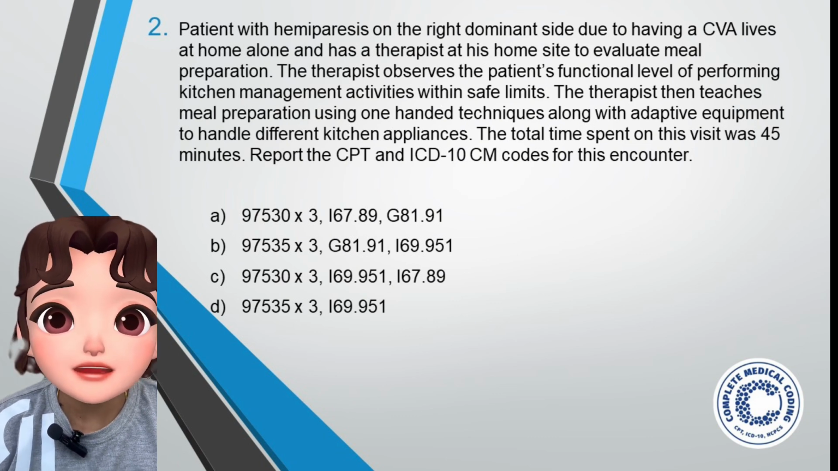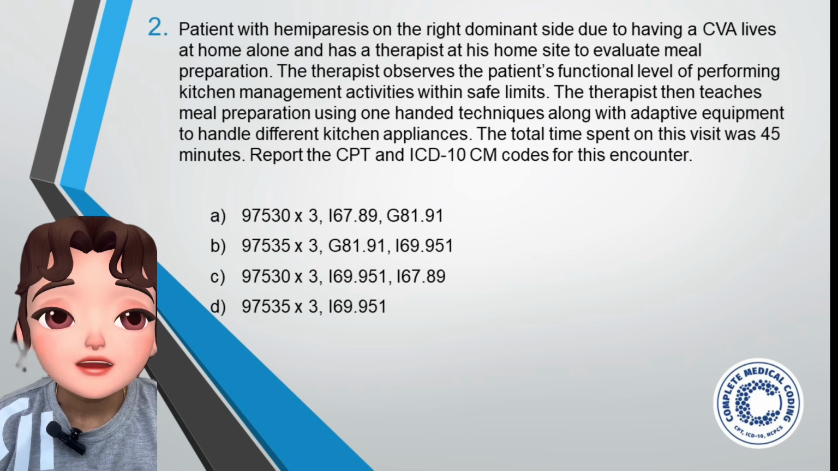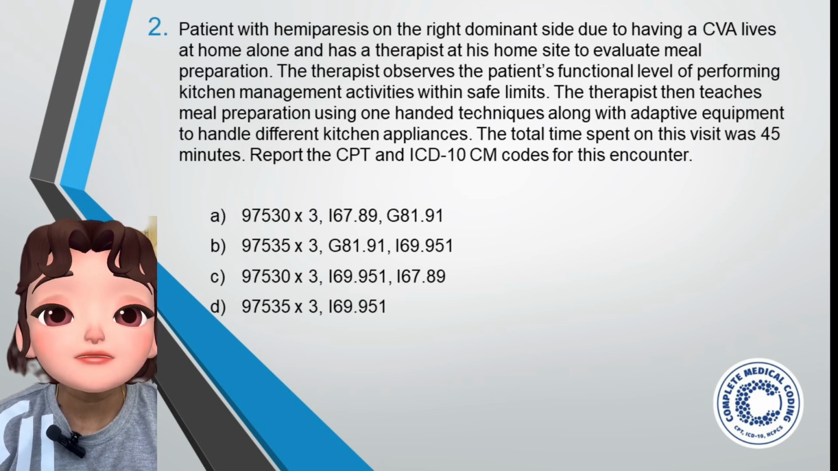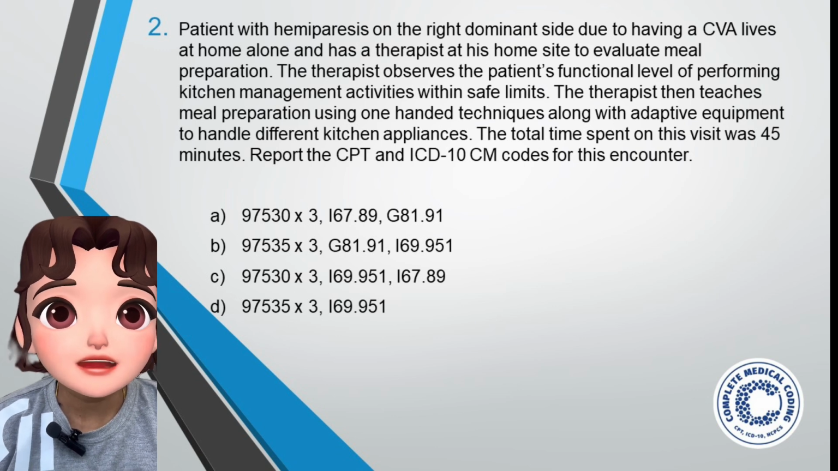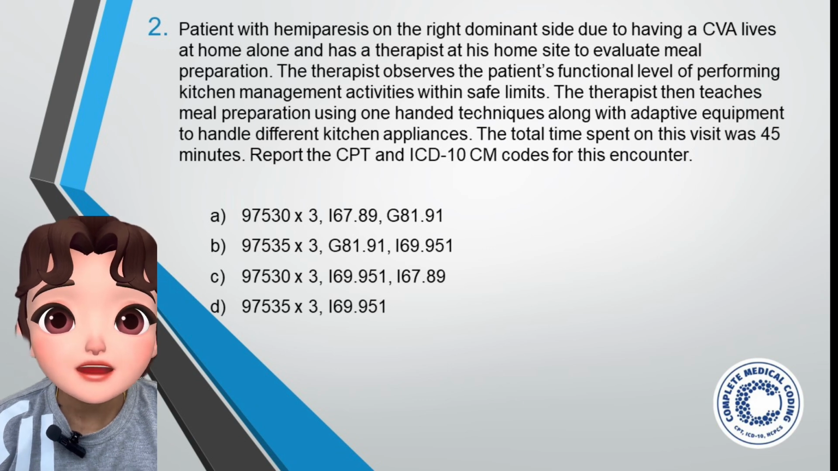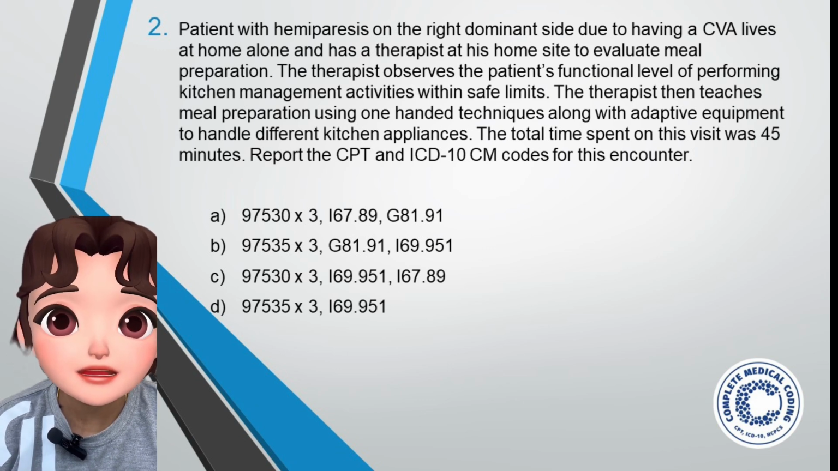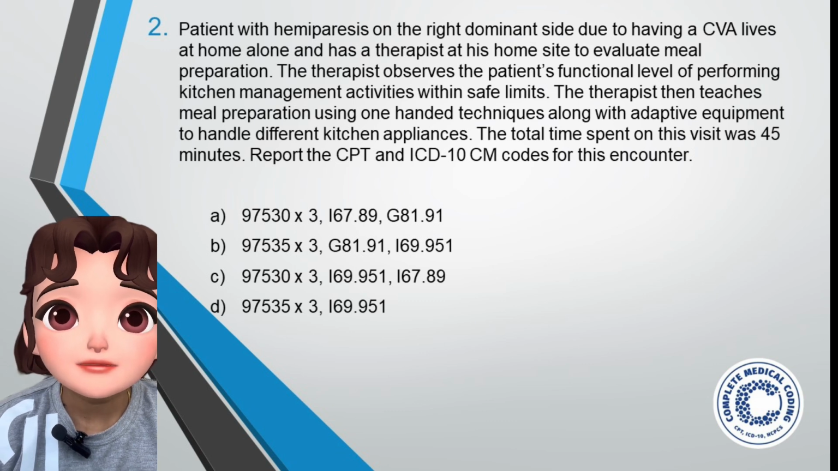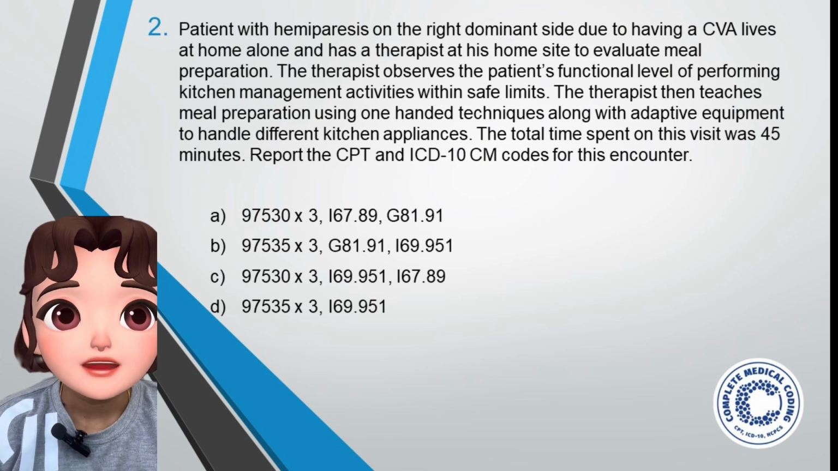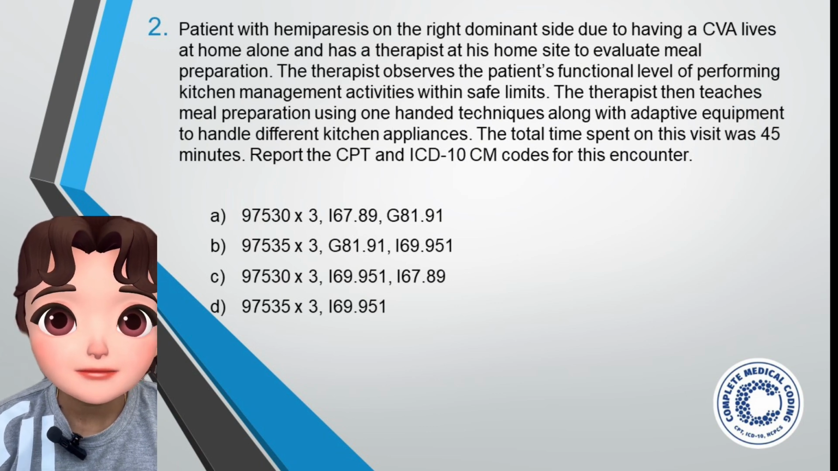So we can skip this G code because in this G code there is no hemiparesis mentioned. So we can skip wherever a G code is there. So option B is also skipped. Now in option C, I67.89 is present, which is incorrect, other cerebrovascular disease. We already have the exact diagnosis as I69.951. So option C also will not be the answer.